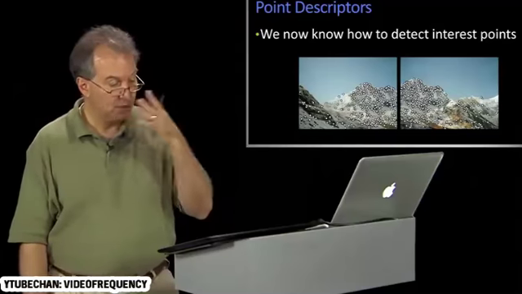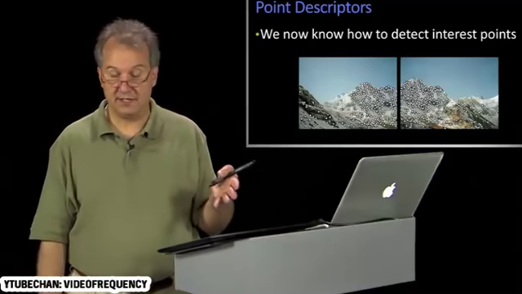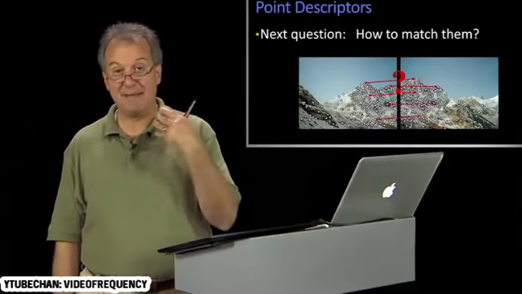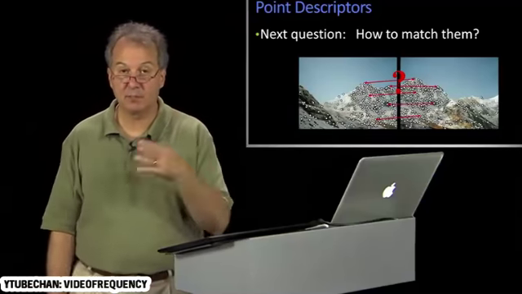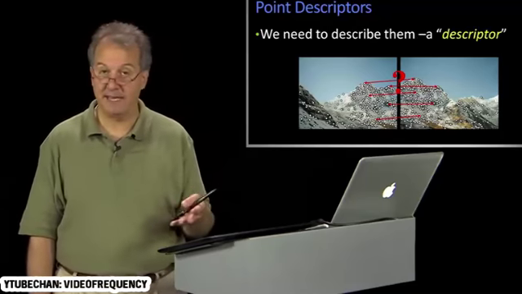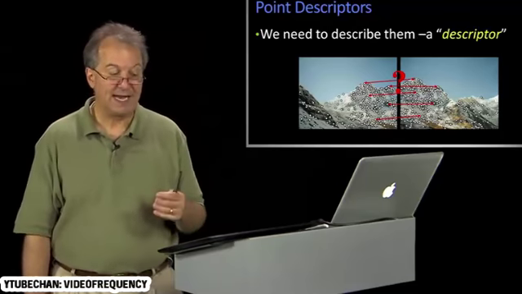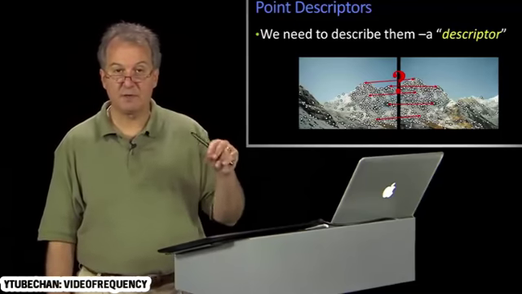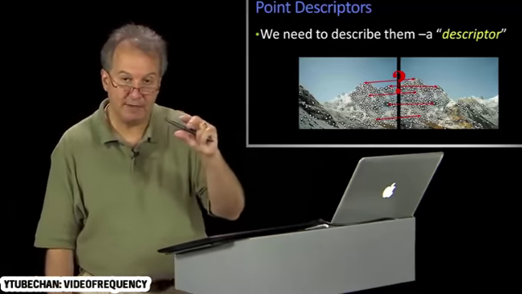All right. So where are we? We know how to detect interest points. Here's a whole bunch of them. The next question is how to match them. So I've got points in my left and points in my right. How do I find the match? To do that, I need what's called a descriptor. I need to describe each of those points by looking at the little region around it and look for that in the next image. And that's what we're going to do next lesson.